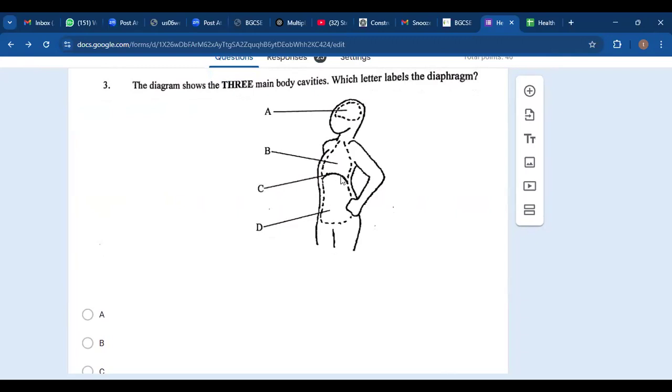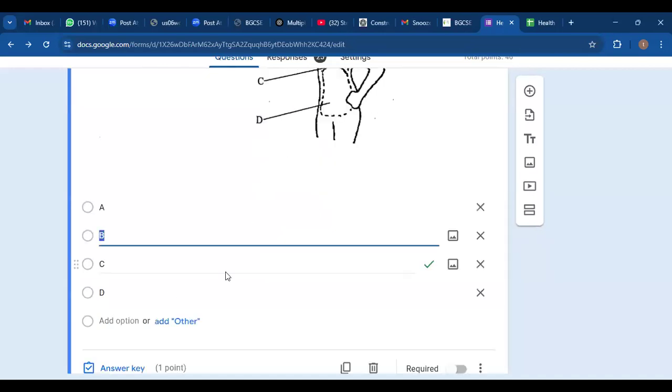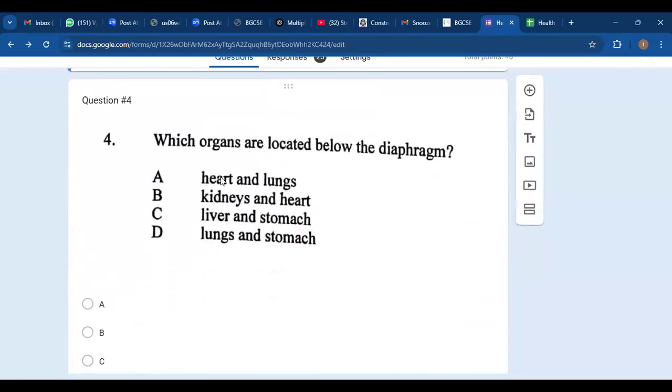What gives it away? Because the diaphragm is below the lungs, and it's a dome shape. Who said dome shape? Jada and Malia. Very good. Excellent. The dome shape. So what letter is that? C. Yeah, C. Which organs are located below the diaphragm?